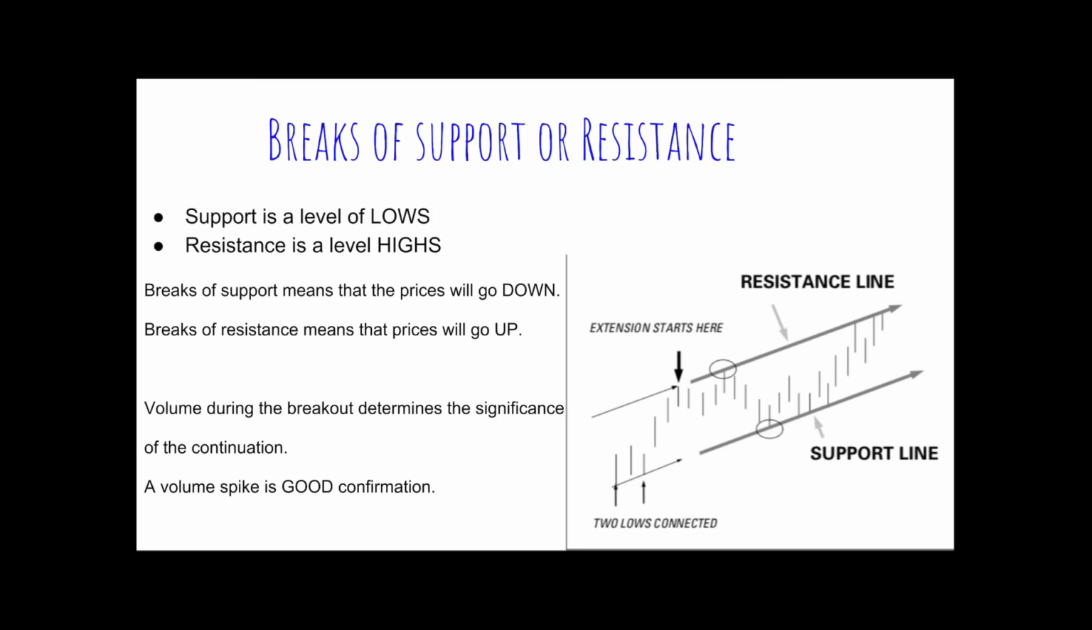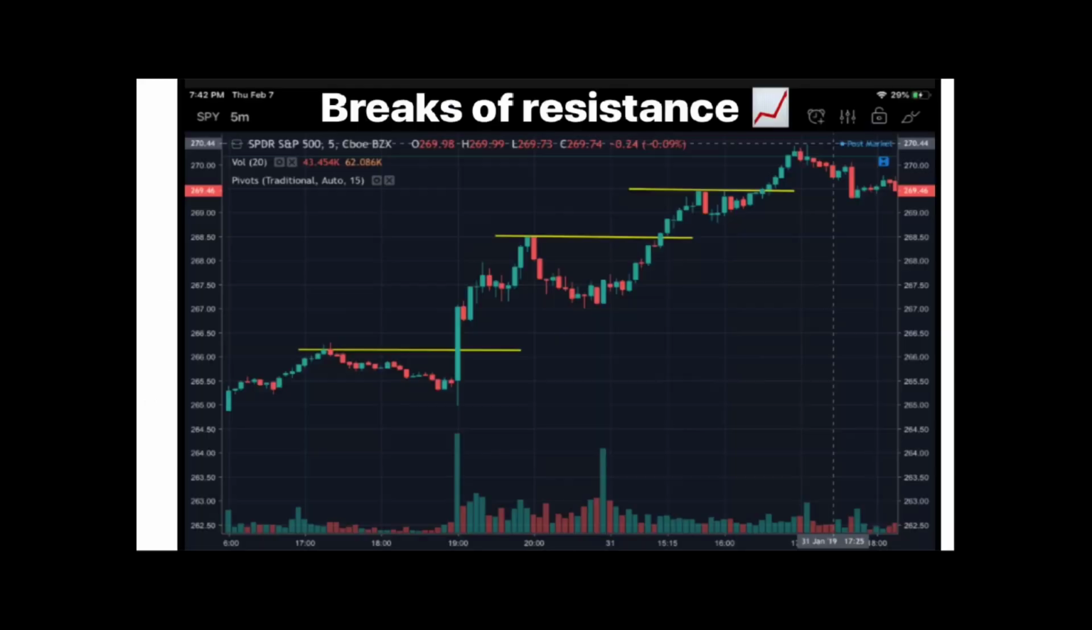Breaks of support or resistance. Support is a level of lows. Resistance is a level of highs. Breaks of support means that prices will go down. Breaks of resistance means that prices will go up. Volume during breakouts determines the significance of the continuation. A volume spike is good confirmation. I'm going to show you examples right after this.